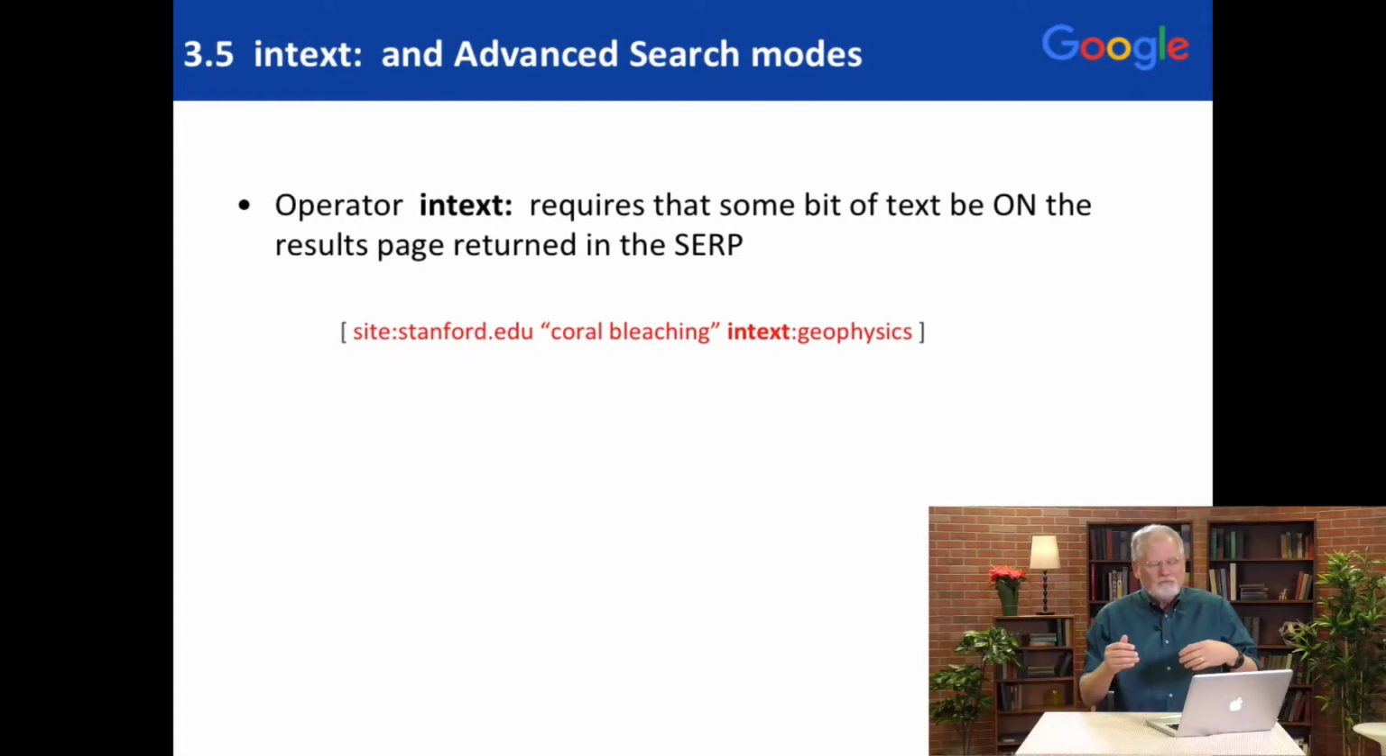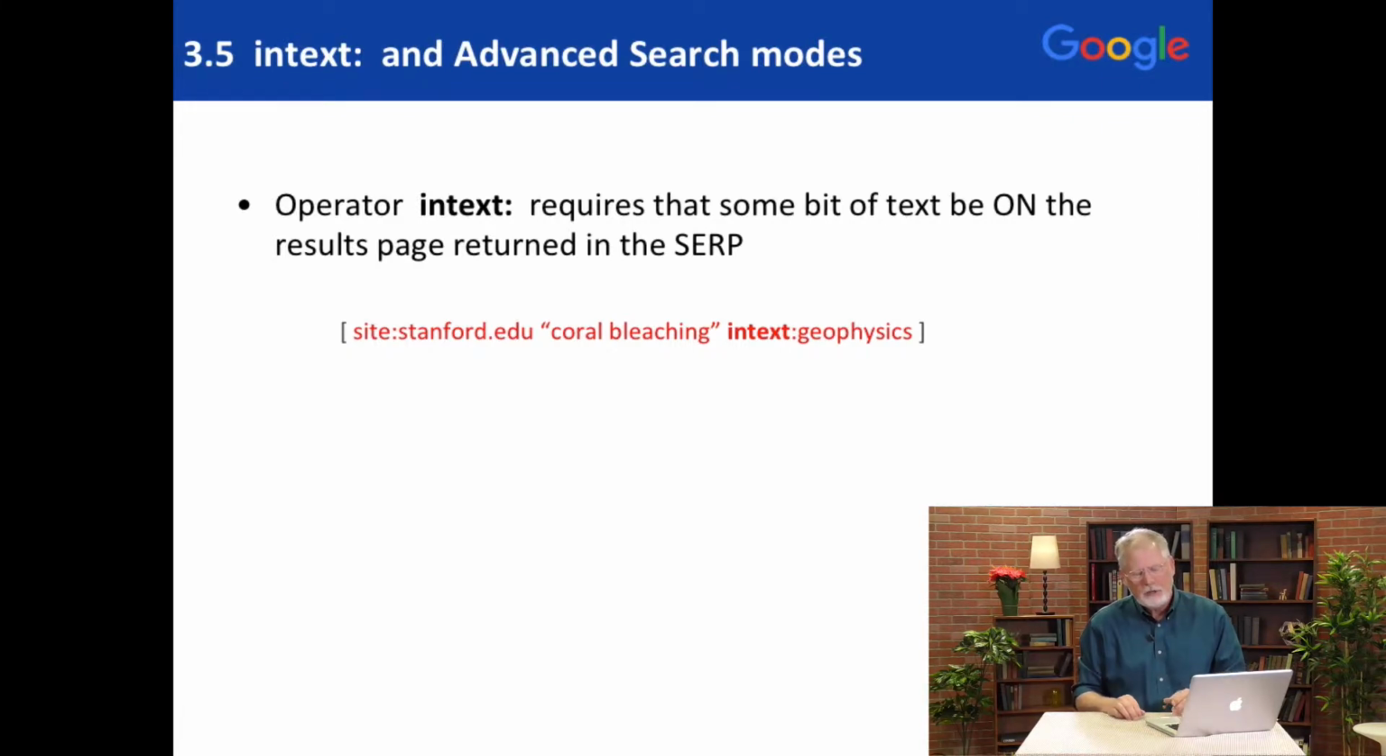Like filetype or site colon, this is another operator where you say in-text colon and then give it a term or a phrase. And remember, no space between the colon and the term. This allows you to say to Google, look, I really want this single word or this single phrase in the page. For example, here's a query we might run: site stanford.edu, double-quoted phrase "coral bleaching", and then the operator in-text colon geophysics. What this is telling Google is, I want you to search on stanford.edu for web pages about coral bleaching, and it has to have the word geophysics on it.